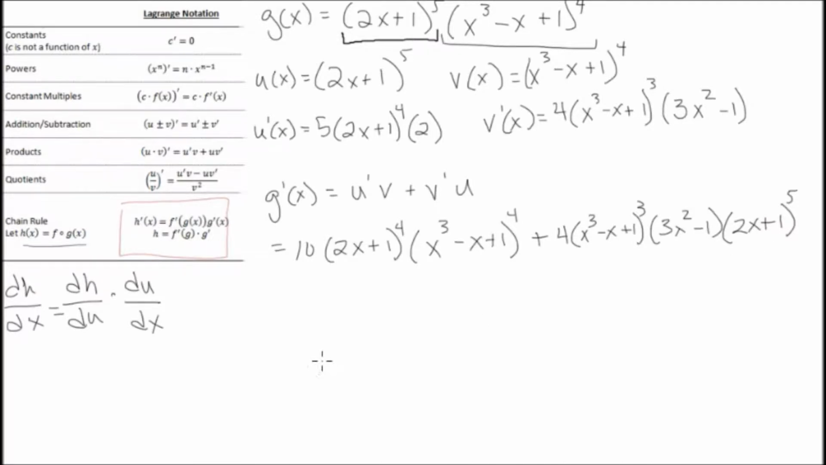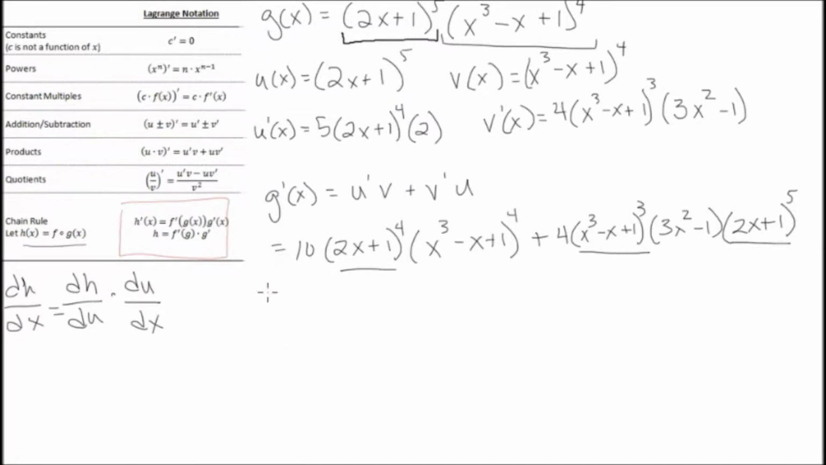Now you're probably looking at that and just shaking your head and saying this is insanity, and that's okay. This is partially done just for the sake of example, but also so that you think through each of the different steps that are involved here. In order to simplify this function, I'm going to notice that I have (2x + 1) and (2x + 1), and (x³ - x + 1). So I can factor those out.